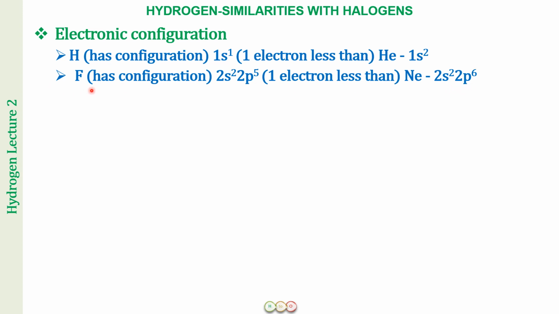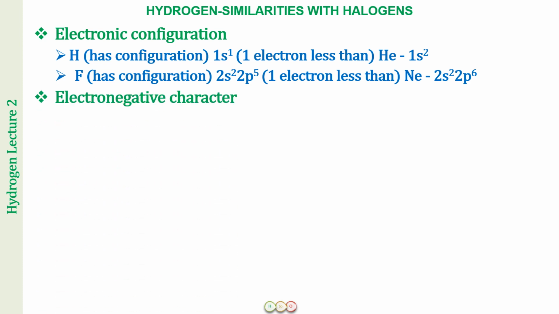So similar to fluorine, all the halogens have the general configuration of ns2 np5, which is one electron less than the nearest noble gas with the configuration ns2 np6. So here we have a similarity of the electronic configuration of hydrogen to the halogens, both being one electron less than the nearest noble gas configuration. Now, when the configurations are similar, we will see some similarities in the chemical properties of hydrogen to the halogens as well.